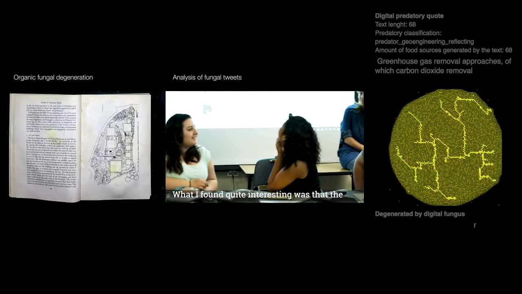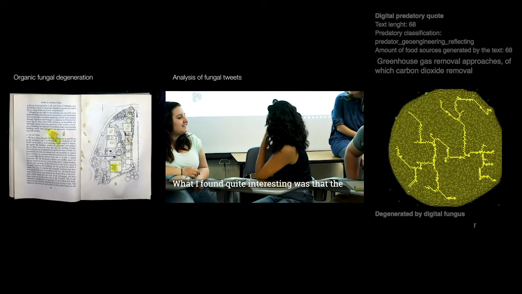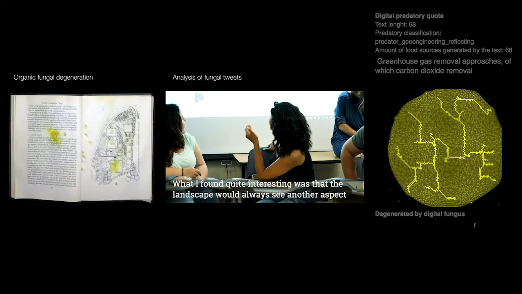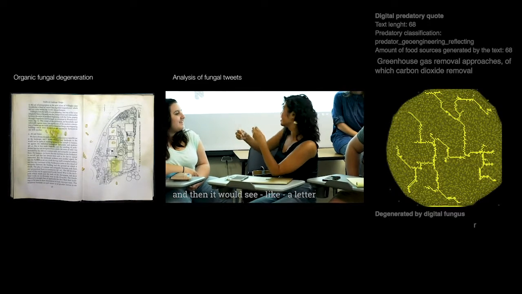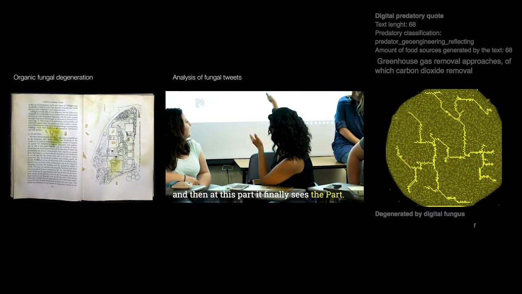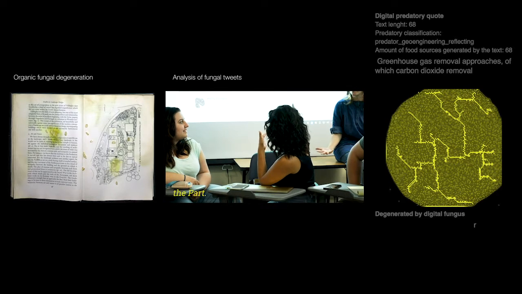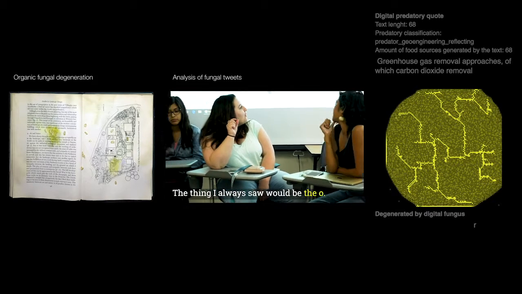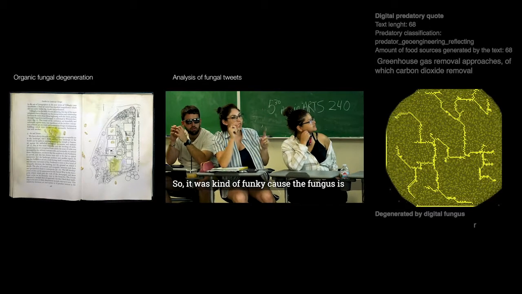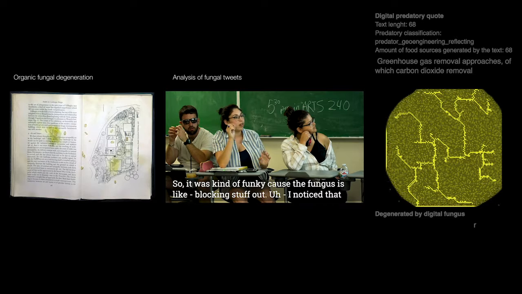What I found quite interesting was that the landscape would always see another aspect, and then it would see a letter, and then at this part, it finally sees the part. The part, which is what we're getting. I always thought it would be the O. So it was kind of funky because the fungus is blocking stuff out.